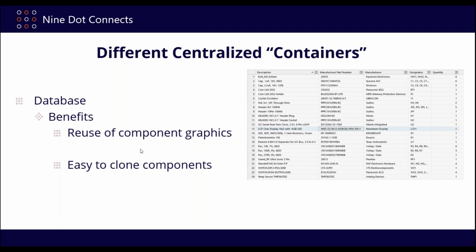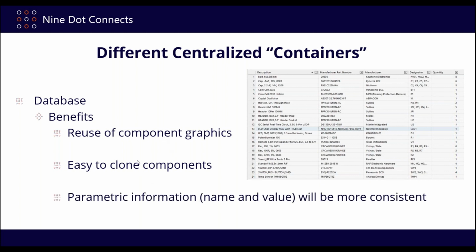It is very easy to clone a component. So if I go over here on line 15 and I have another potentiometer and maybe this one's 5K, it's easy enough for me to copy that and then just change a few cells over here in that new record within the database, and now I've got a new part, assuming that the symbol and the footprint remain the same. So it's really that easy to create another part or to clone it.